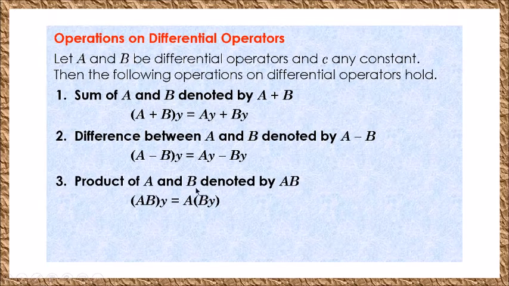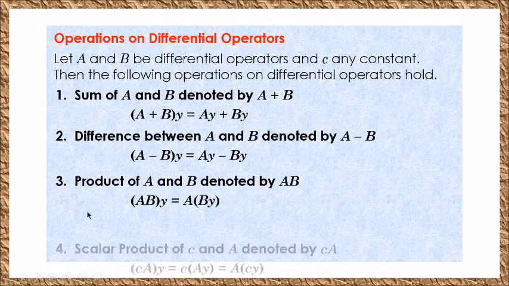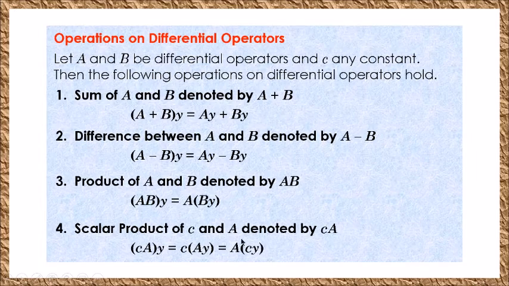Product of A and B, denoted by AB. When AB is applied to y, it is equal to A applied to B applied to y. So meaning, the first operator that we are going to apply to y is the one that is nearer to y. Then after that, A. Scalar product of C and A, denoted by CA. So again, C here is a constant. CA applied to y is equal to C times A applied to y. And that is also equal to A applied to Cy.